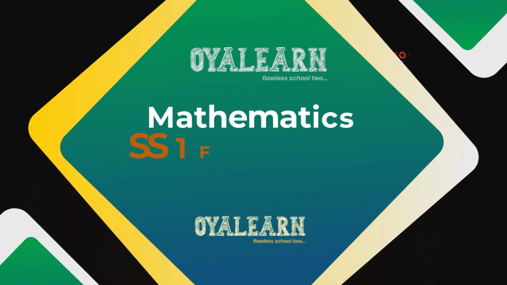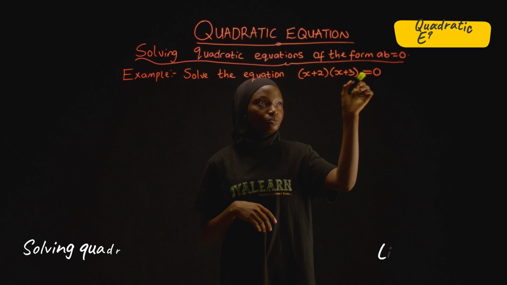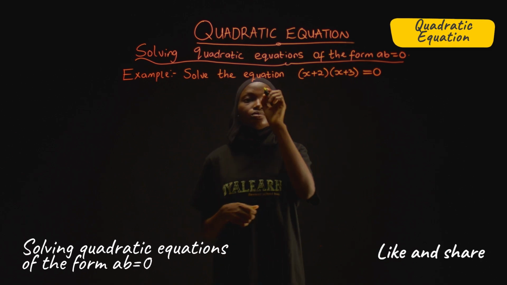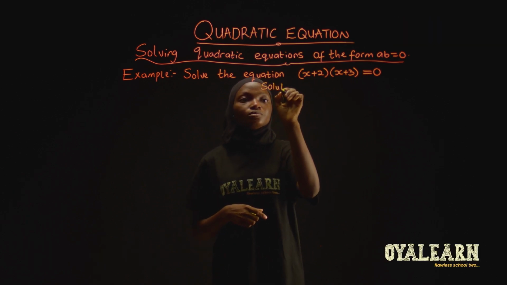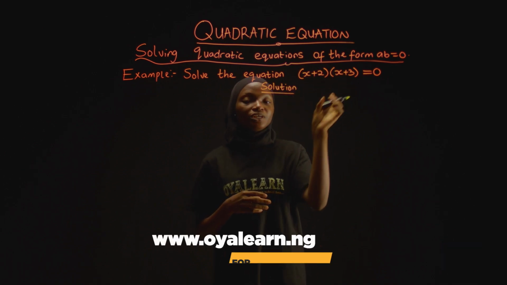Let's solve the equation (x + 2)(x + 3) = 0. Solution. Now looking at this equation, this looks in the form ab = 0.